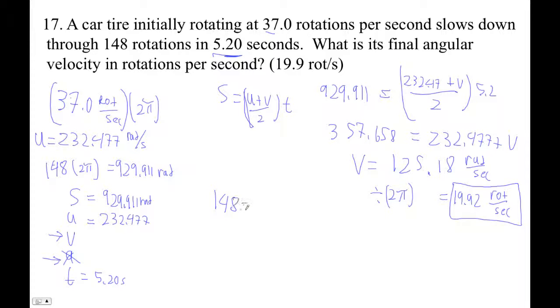148, that's my angle in rotations, is equal to 37 plus final velocity, over 2, times 5.2. And now I'll do the same thing: 148 times 2 divided by 5.2. I'm getting 56.92, which is 37 plus V. Subtract 37, and I get 19.92 rotations per second.